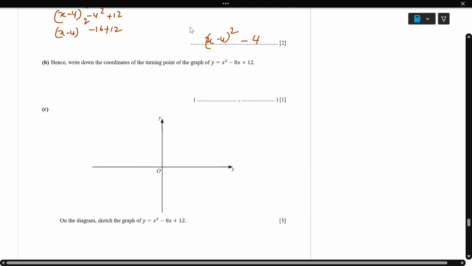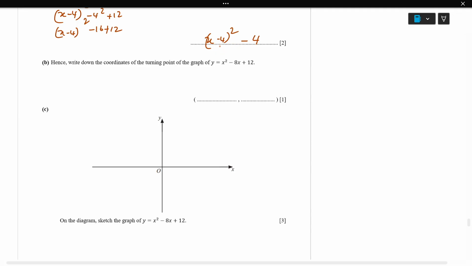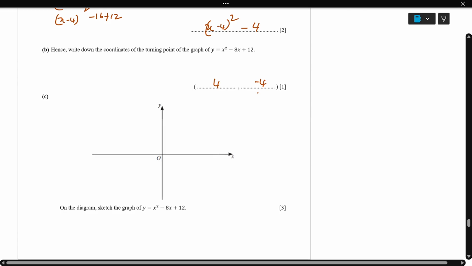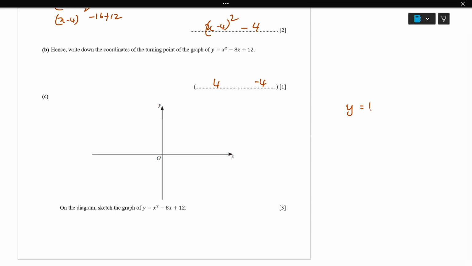Next, hence write down the turning point. Turning point, come check the completing the square. Here inside the bracket we have to make it positive, and the outside number same, so 4 and negative 4. Next, on the sketch, graph x square minus 8x plus 12. So for y-intercept, x equal to 0, so y equal to 12.